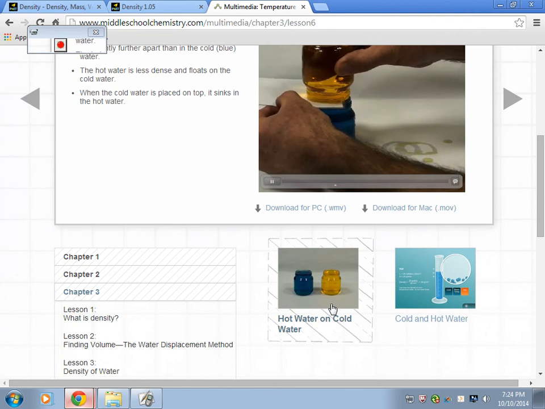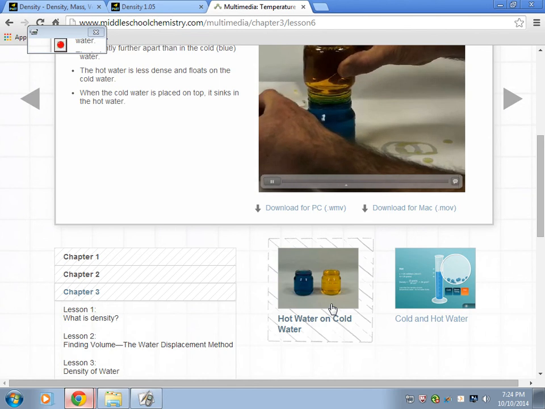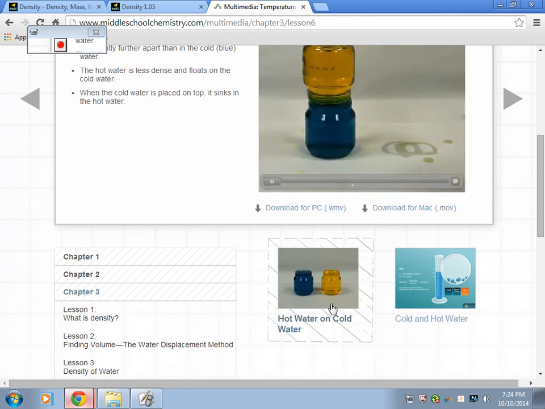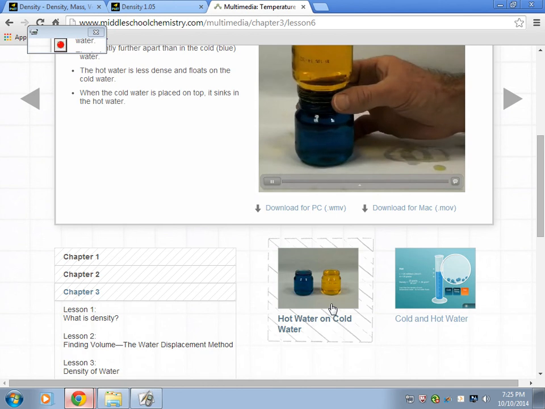And so if you look at this real quick, what's going on? The yellow and the blue do not mix. And why is that? That's because the molecules on top in the hot water are moving so quickly that they don't have time to sink into the blue.